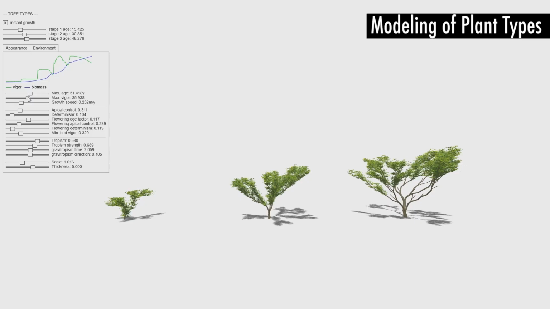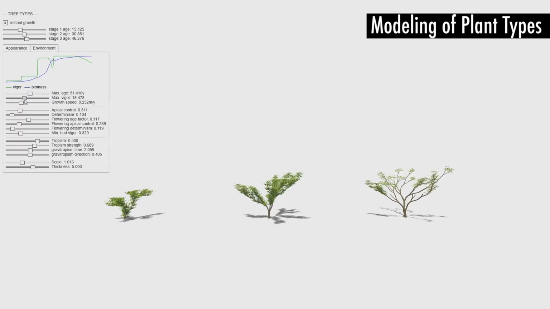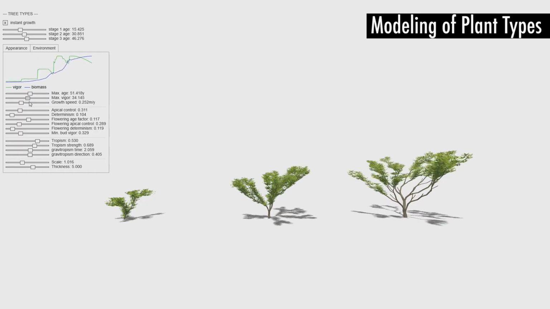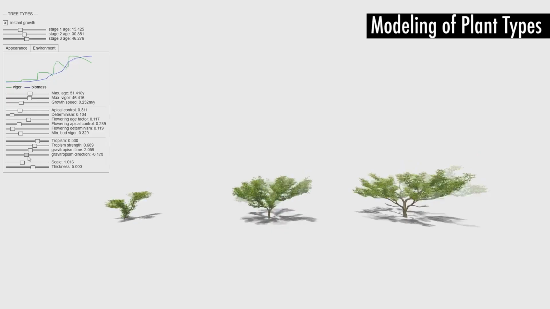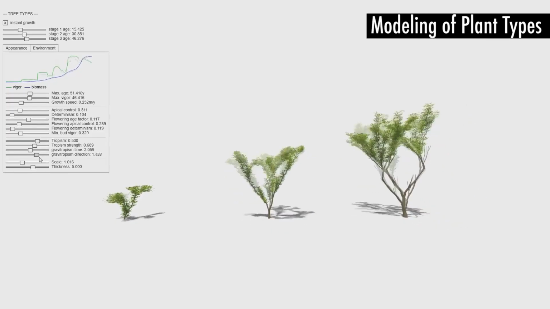We provide a library defining plant type-specific parameters. For advanced use, these parameters can also be modified by the user. Here, we exemplarily demonstrate how changing the maximum vigor influences the plant's development. Now, we demonstrate the influence of changing the direction of gravitropism.